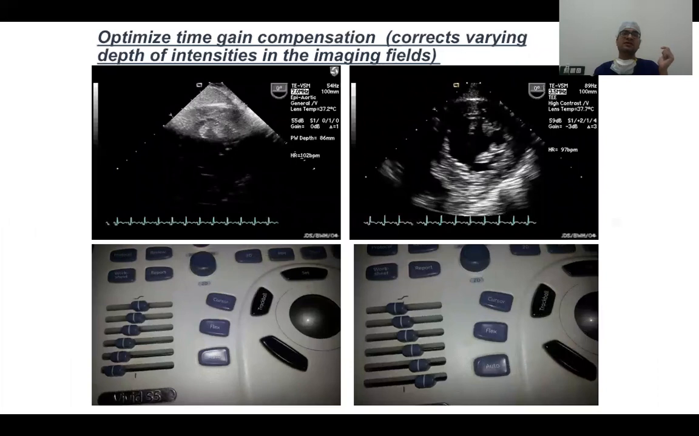Then next one is the time gain compensation. This is the field of vision, and this is our near field, and this is far field. As the ultrasound beam passes through this sector, sometimes the returning signals are attenuated by absorption. So these time gain compensation knobs have to be adjusted according to the need. The far field needs to have higher gain compensation, so that it compensates for whatever loss of ultrasound signal.